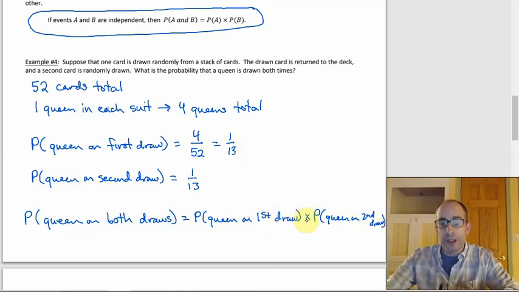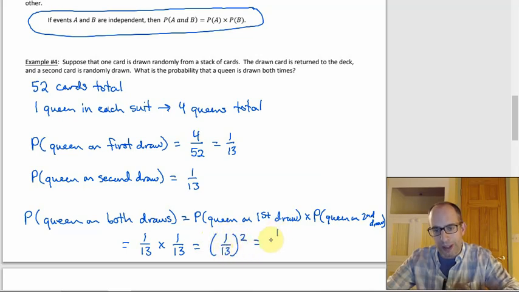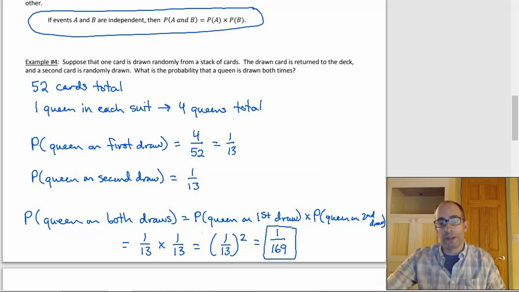All right, so this is where you get to use the independence. It's right here, right? That you can say, okay, we want queen on first draw and queen on second draw, but we can write that as the product of the individual probabilities. And this will be 1/13 times 1/13, or 1/13 squared, if you want to write it like that. Either way, it's 1/169. And there's the answer.